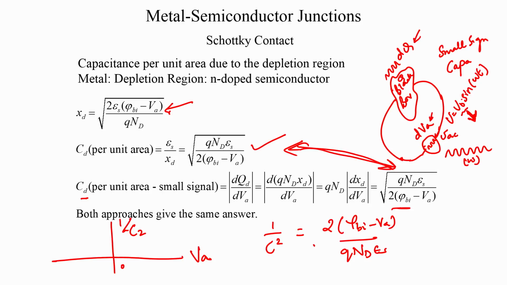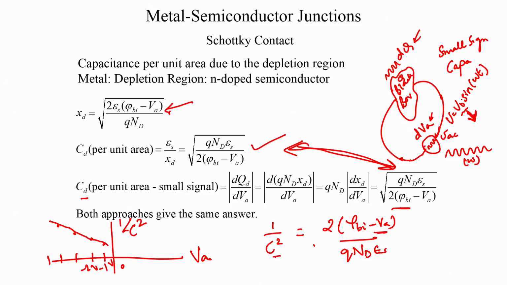So if you were to perform a measurement where you plot 1 by C square versus VA, you take an experimental setup, put your device through the setup, and measure the capacitance for different negative biases. You set VA as -1 volt, apply a small signal, measure the capacitance and mark a point, set VA as -2 volts, perform a measurement, mark another point, and do this for several negative biases, and you should end up with a straight line, because 1 by C square is linearly related to VA.